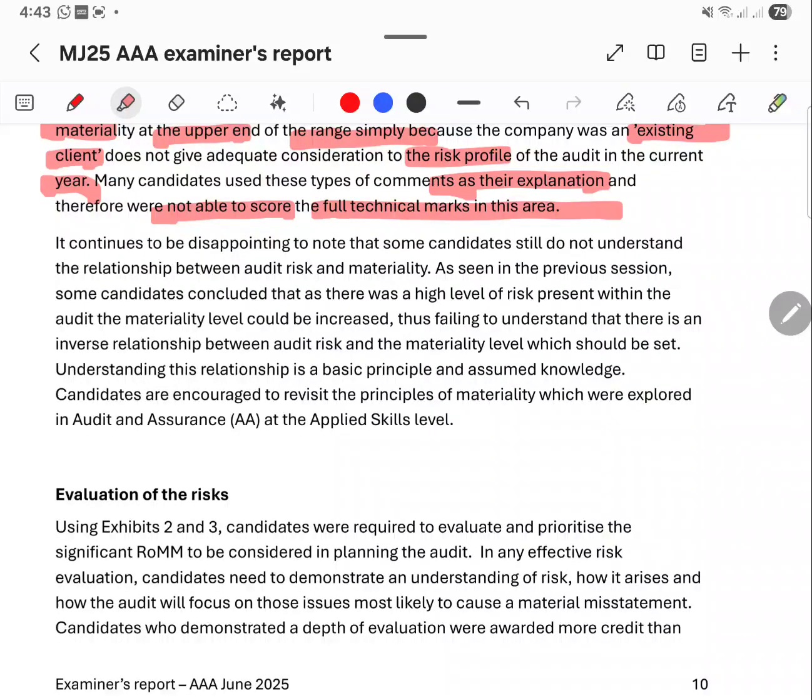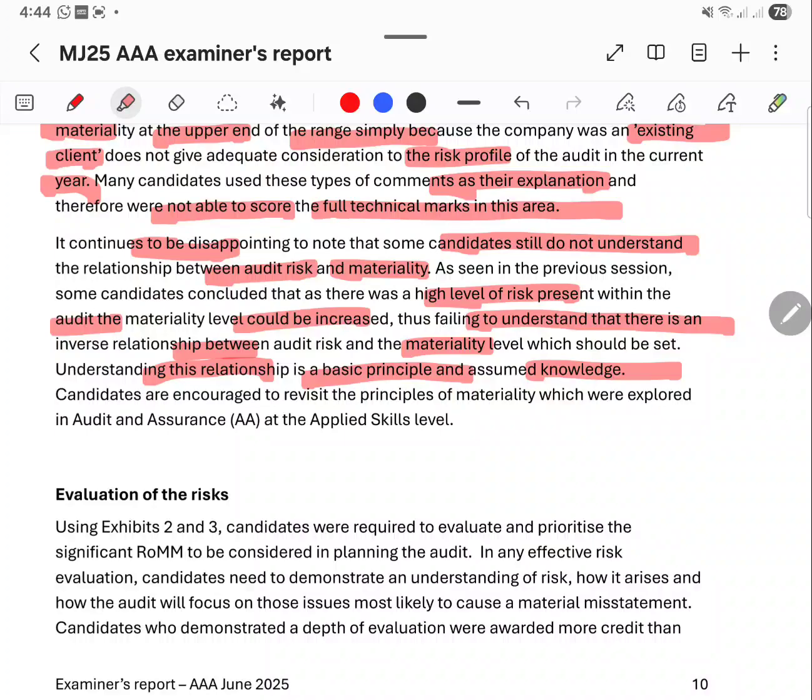It continues to be disappointing to note that some candidates still do not understand the relationship between audit risk and materiality. As seen in the previous session, some candidates concluded that if there was a high level of risk present within the audit, the materiality level could be increased, thus failing to understand that there is an inverse relationship between risk and the materiality level which should be set. Understanding this relationship is a basic principle, assumed knowledge. Candidates are encouraged to revisit the principles of materiality which were explored in Audit and Assurance (AA).